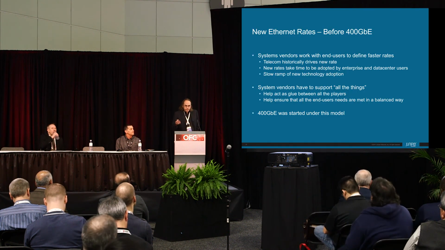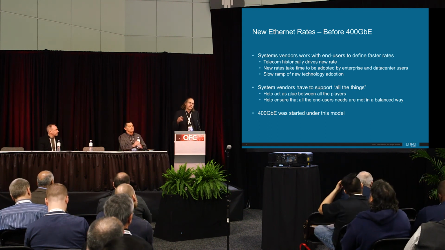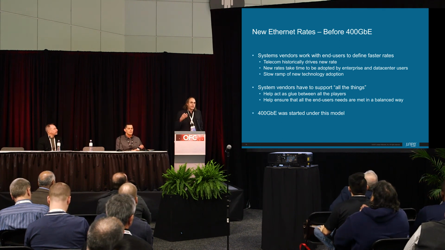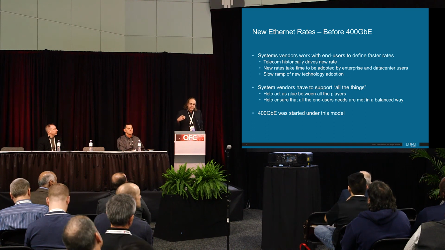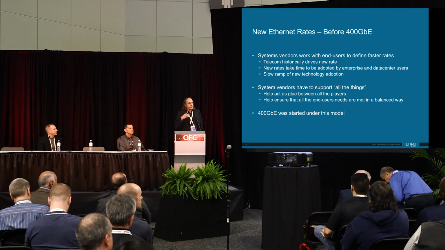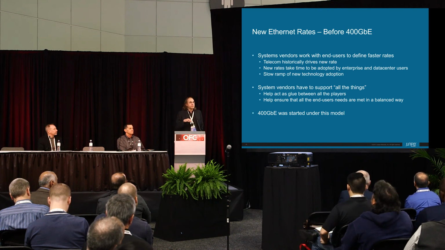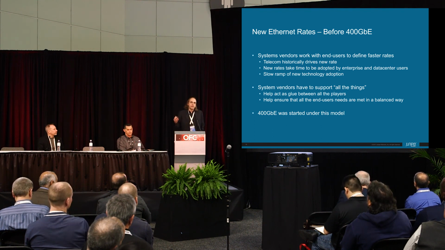So one of the interesting things, if you look at when we started 400 gig, and the time before that, is that for new speeds in Ethernet, the world was structured so that the system vendors would work with the end users, and here the end users are the telecoms, to define new rates and new features and the new PMDs and everything. And then the telecoms would gradually deploy that new technology, it would ramp up, it would finally become cheaper and cheaper over time, and then it would start getting adopted in the rest of the industry. So enterprise, data center, and the classic things like that.